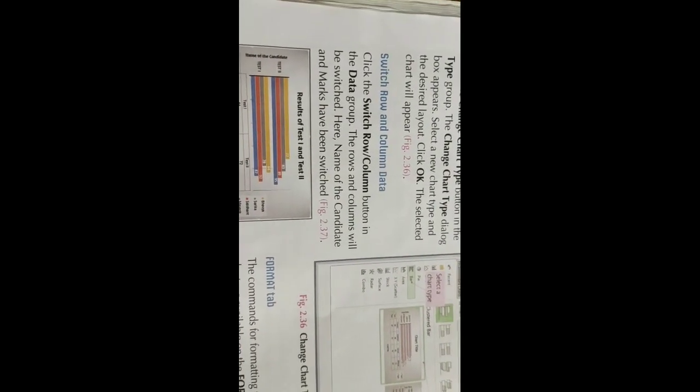Then comes change chart type. If you want to change the chart type, you can change it by clicking on change chart type and then click on OK. Then switch rows and column data. Suppose your chart is in column, you can make it a row also. If it is in row, you can make it a column also. You can apply format also, the format tab, fill color, you can give the color also.